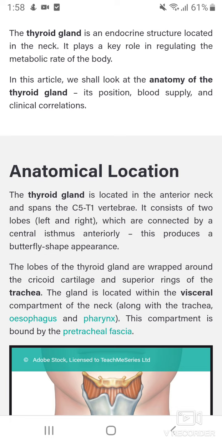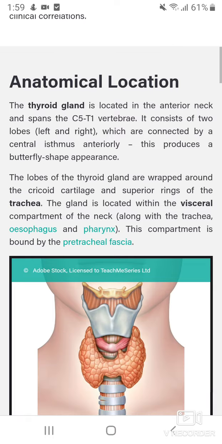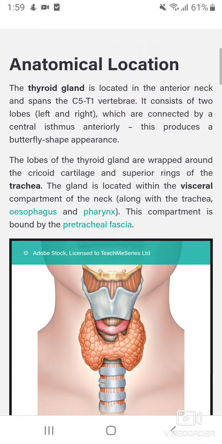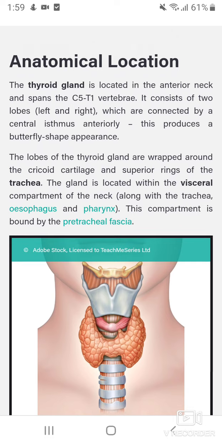First of all, we are discussing the anatomical location of the thyroid gland. The thyroid gland is located in the anterior neck and spans the C5 and T1 vertebrae. It consists of two lobes, left and right, which are connected by a central isthmus anteriorly. This produces a butterfly-shaped appearance.